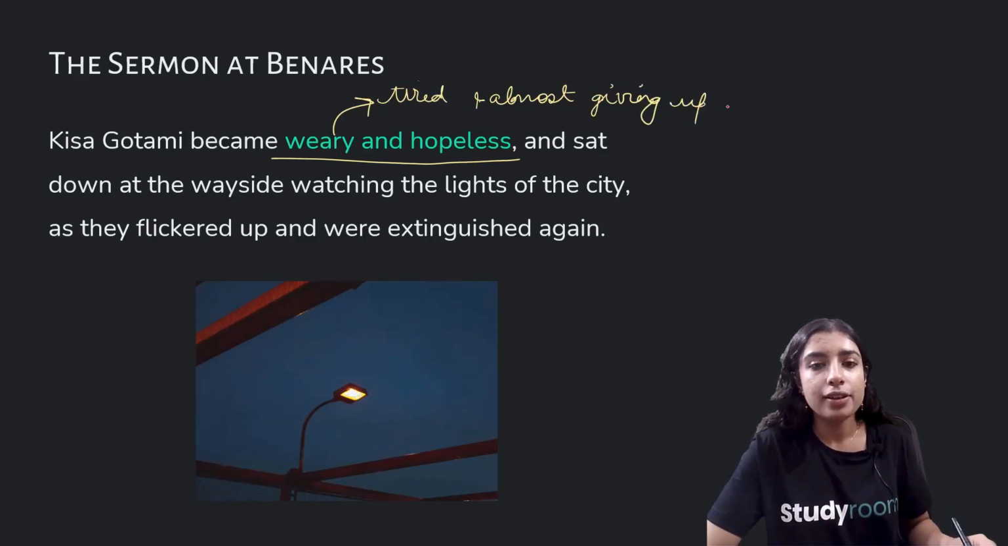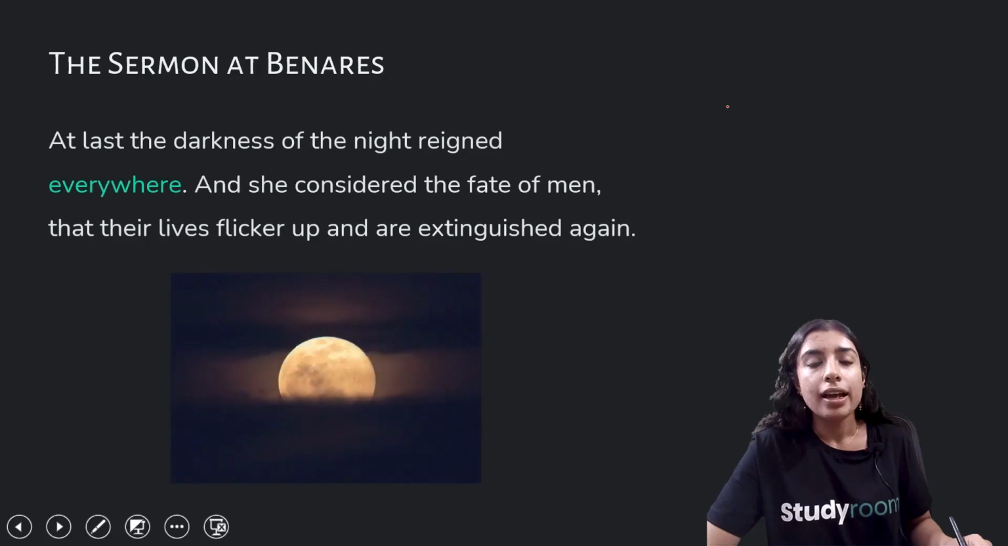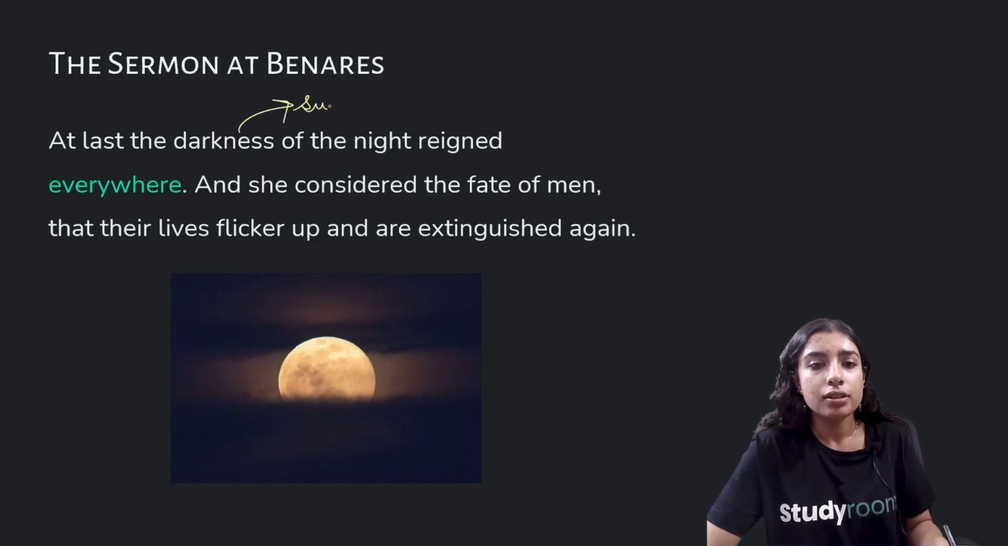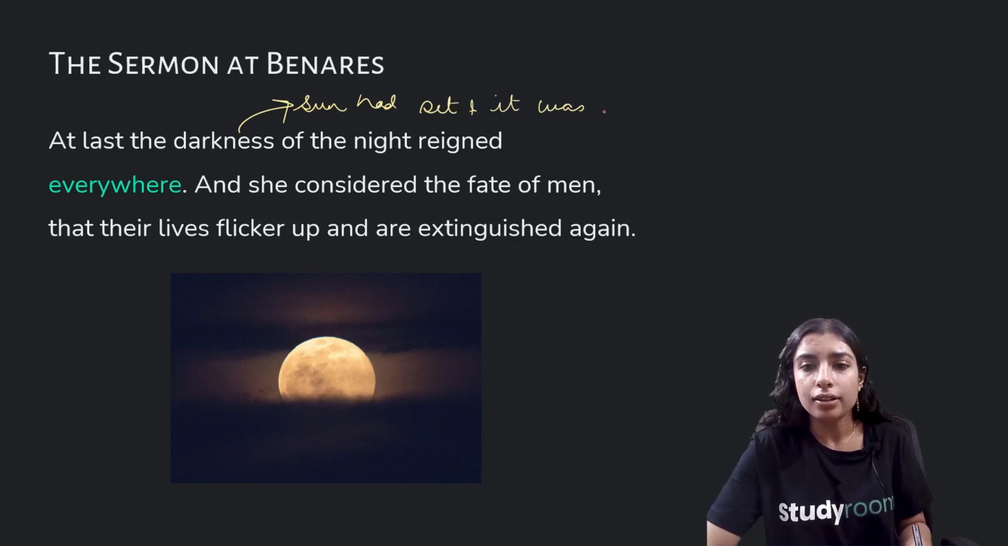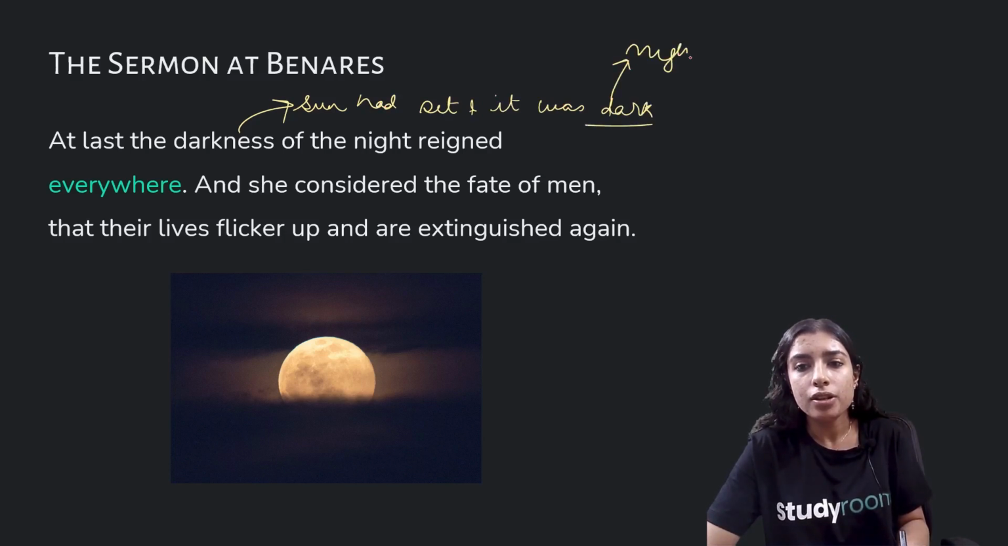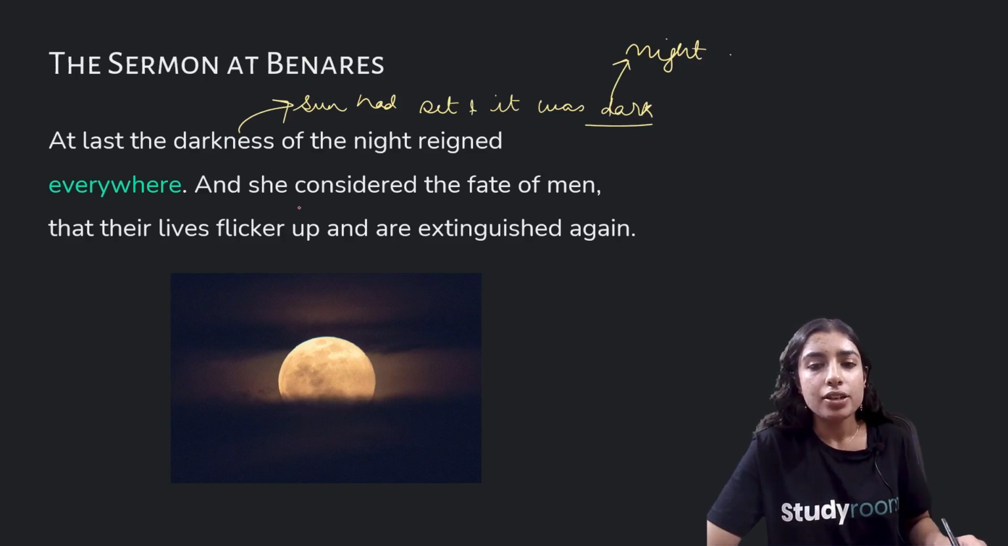She sat down at the wayside watching the lights of the city as they flickered up and were extinguished again. At last, the darkness of the night reigned everywhere. That is to say, that the sun had set and it was dark, which basically symbolizes the time of the day, which was the night, and she considered the fate of men, that their lives flicker up and are extinguished again.